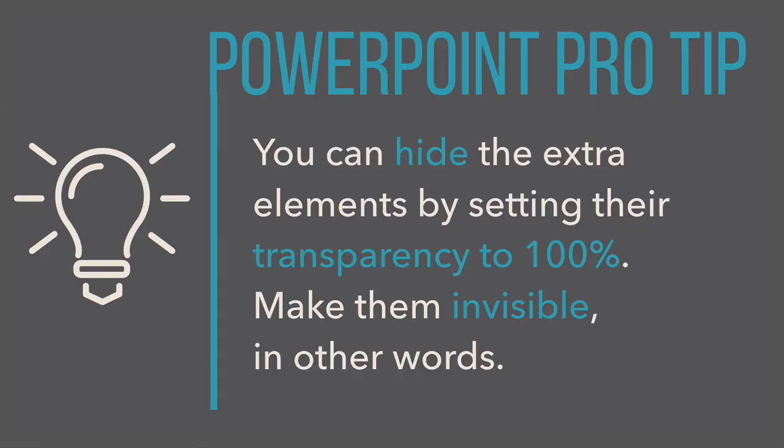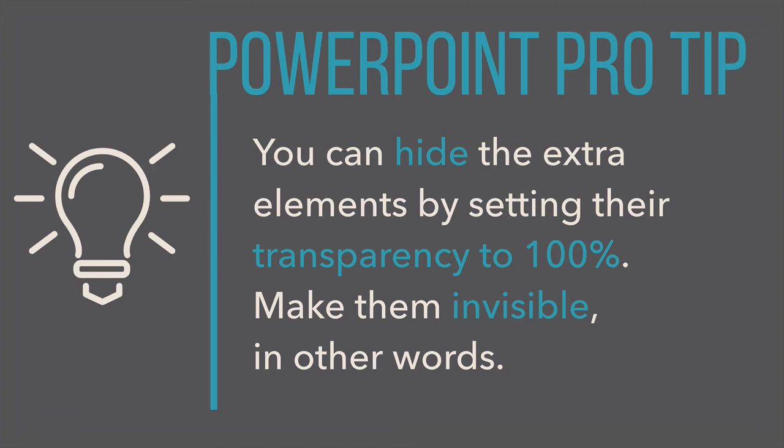You can hide the extra elements by setting their transparency to 100%, or actually changing their opacity to 0, depending on which PowerPoint version you're using, or how you choose to do it. Several paths lead to the same results. The mysteriously unusable PowerPoint UX, isn't it? So the goal is to make highlighted text completely transparent, make it invisible, in other words.